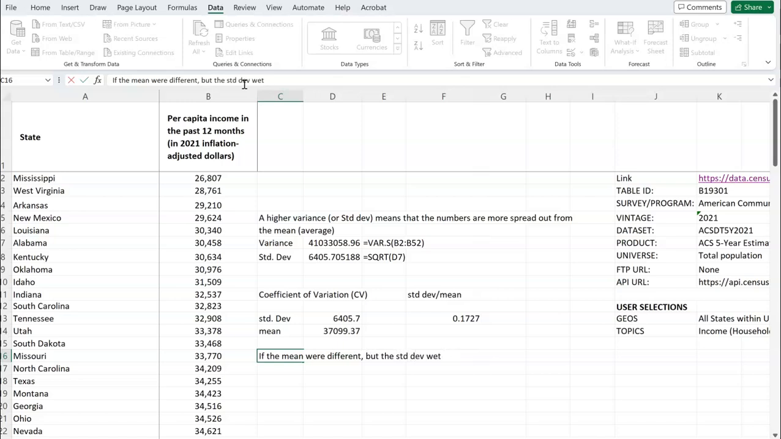This number actually helps us to understand, let's say if the mean were different, but the standard deviation were the same for two data sets, then which data relatively had a bigger spread. If the standard deviation is the same, but the mean is different for each of them, we find this number, and the lower the number, the less the spread of the data is relatively, when the coefficient of variation is lower.